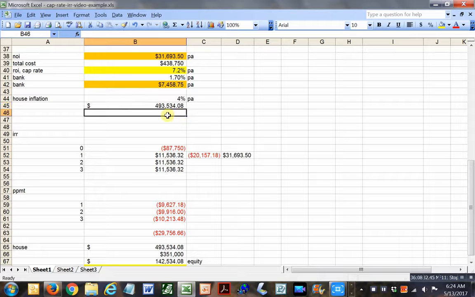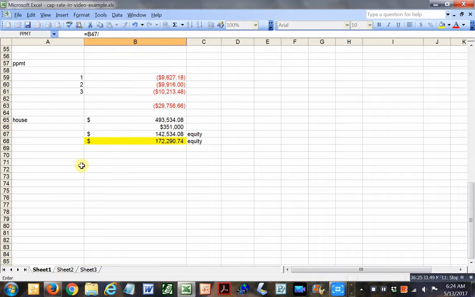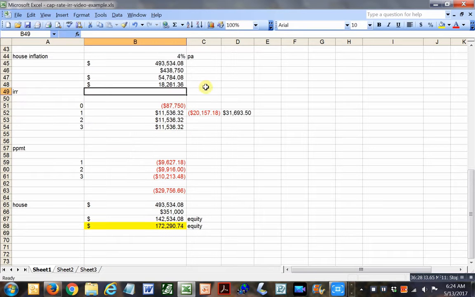And inflation, you know, this building has gone up from, we said the original value was this. So the building in 3 years has gone up 493,000 minus 438,000, 54,000 in 3 years. So on an average, it's gone up a heck of a lot, right? Over 3 years, it's gone up almost $20,000 per annum. Now, I don't know about you, but I can't make $87,750 into $172,000 in 3 years in any other way.